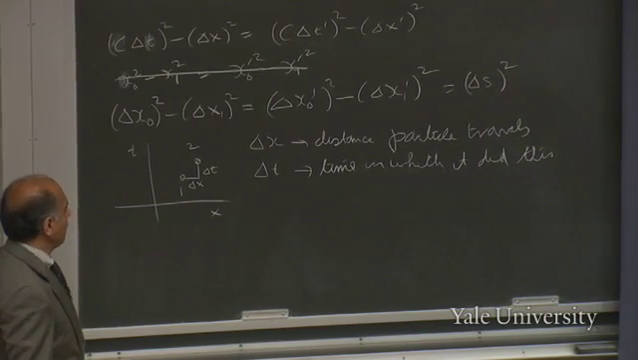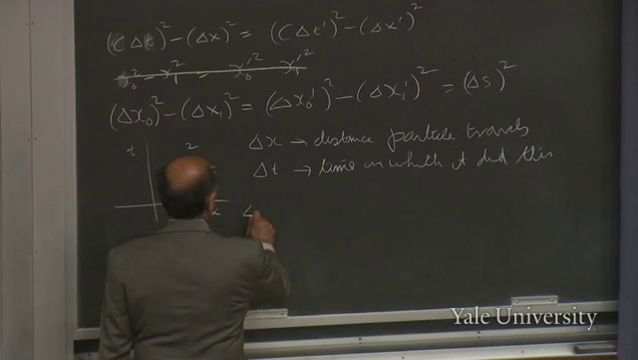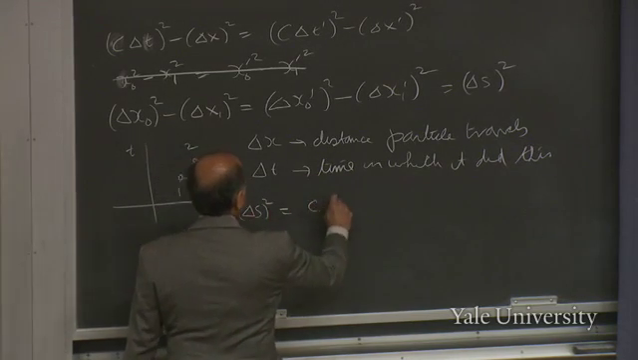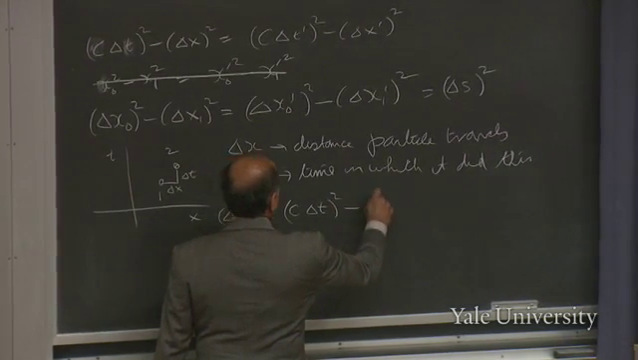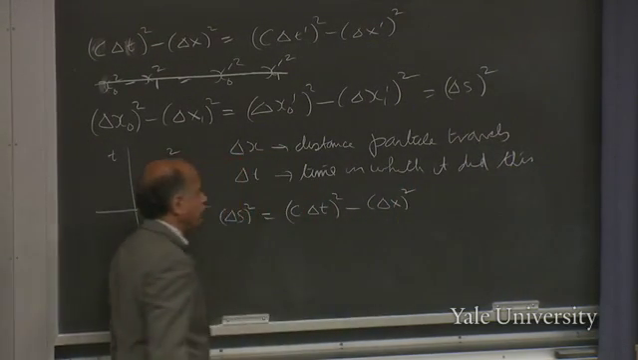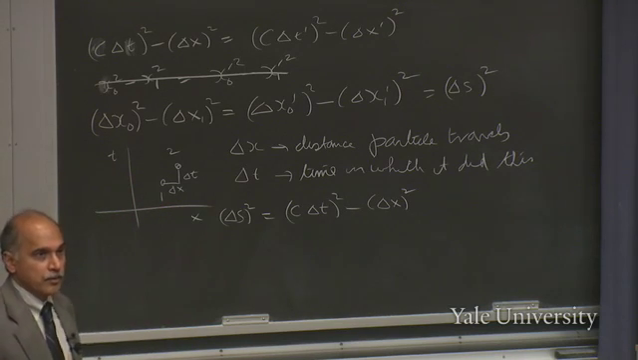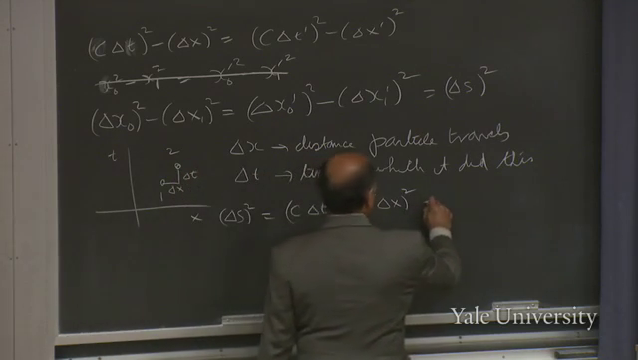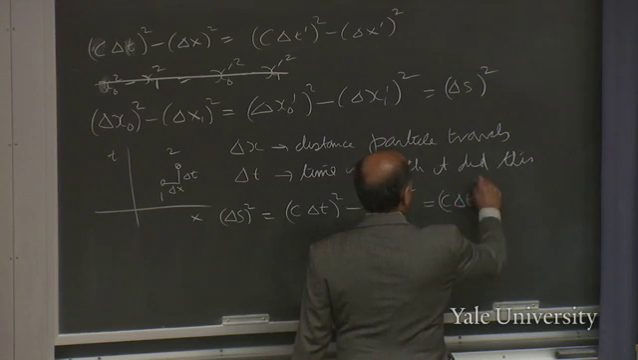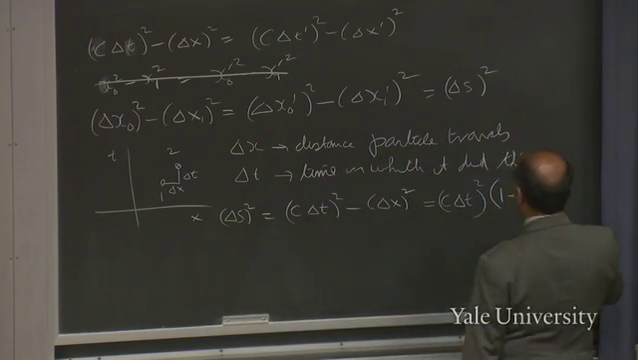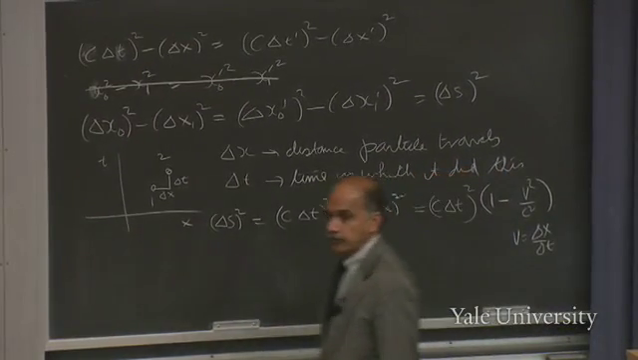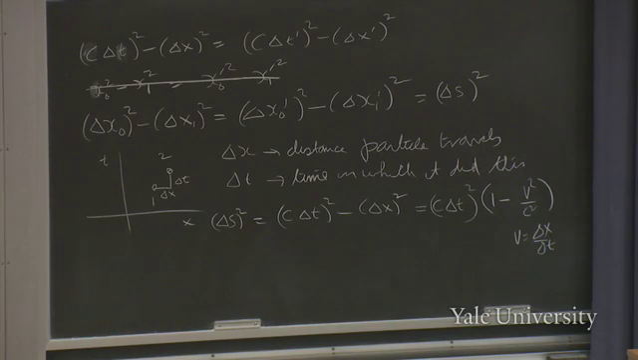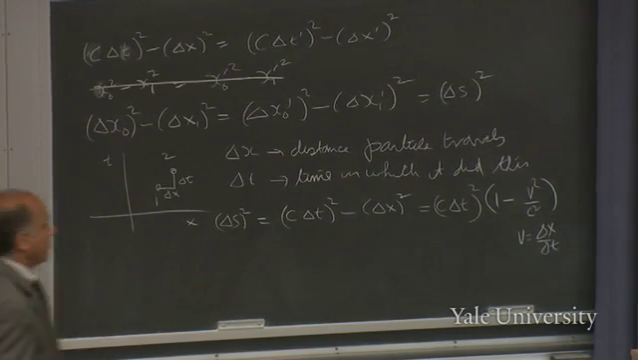Let's look at the space-time interval between the two events. Delta s squared will be c delta t squared minus delta x squared. But we're going to rewrite this as follows: equal to c delta t squared times 1 minus v squared over c squared, where v is delta x over delta t. Because these are two events in the life of a particle, the distance over time is actually the velocity of the particle.